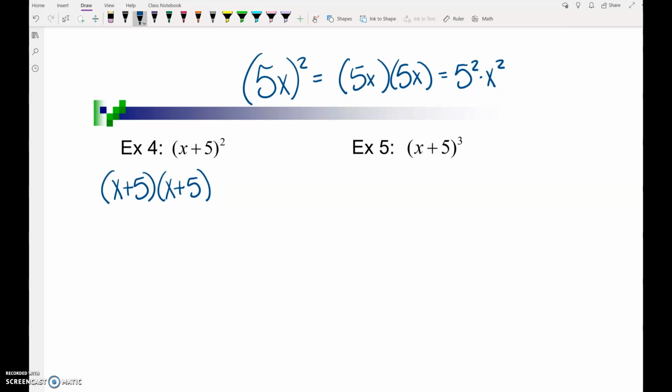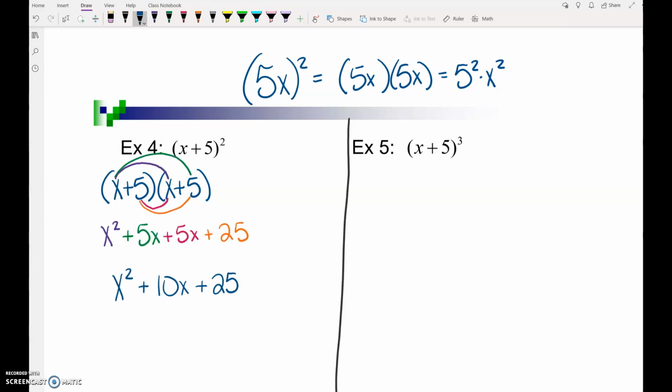So now that I have x plus 5 times x plus 5, I want you to practice double distribution, or as you've called it in the past, FOIL. I really don't like that word. I really, really don't. Try example 4 on your own, and then we'll talk about how this applies to example 5.